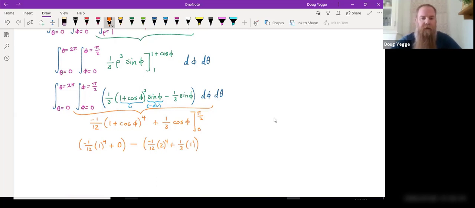And lastly, let's continue. That gives us negative 1/12 plus 16/12 minus 1/3. If I make this into 4/12, then that gives me a total of 11/12.